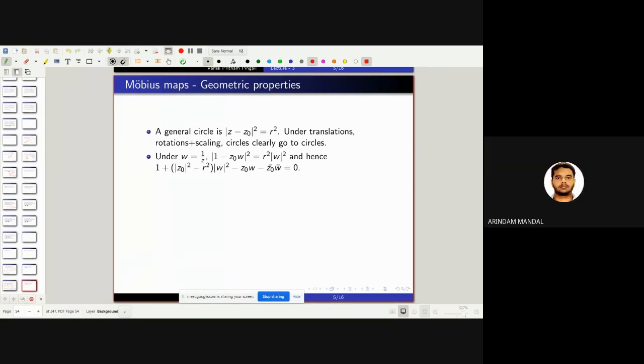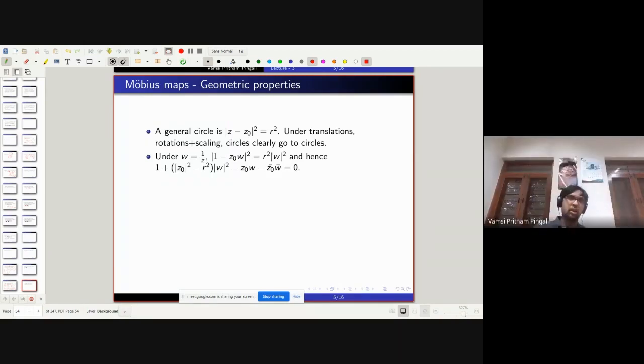So write w as x plus iy. Sure, absolutely. One way to do it is to write w as x plus iy, and you will get a quadratic in x and y, and there is a standard way to know whether a quadratic represents a circle, an ellipse, a hyperbola, a parabola, or a pair of straight lines. This is like 11th or 12th standard geometry. But let's see that there's a more elegant way.